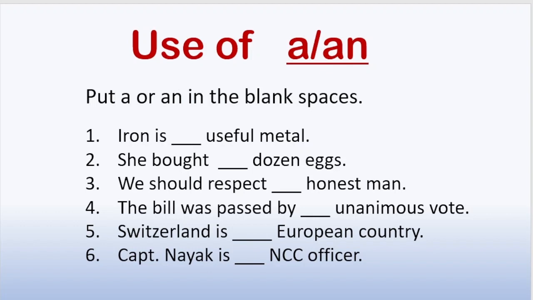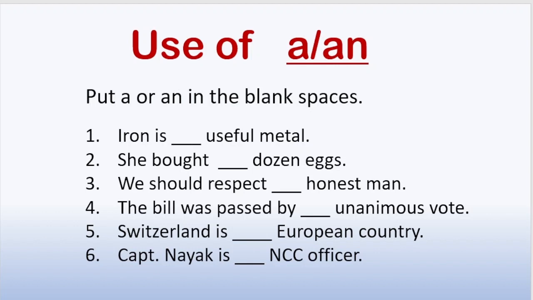Number 2, she bought blank dozen eggs. Simply, we can use a dozen eggs. Number 3, we should respect blank honest man. Here, honest, the first letter H is silent and it sounds like a vowel. That's why we can use an honest man. We should respect an honest man.